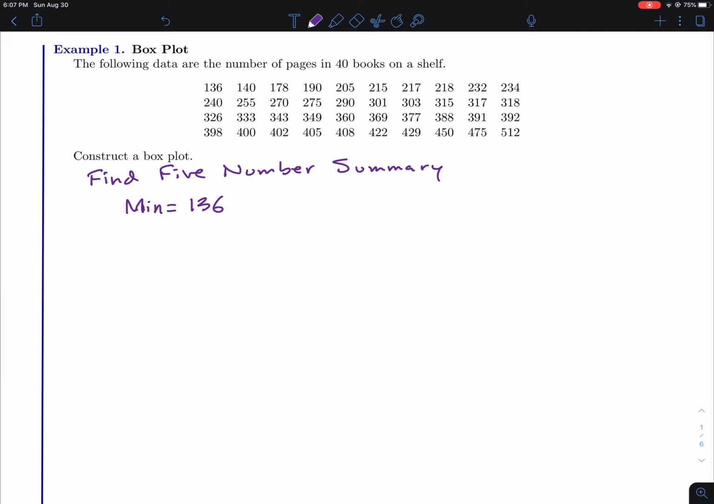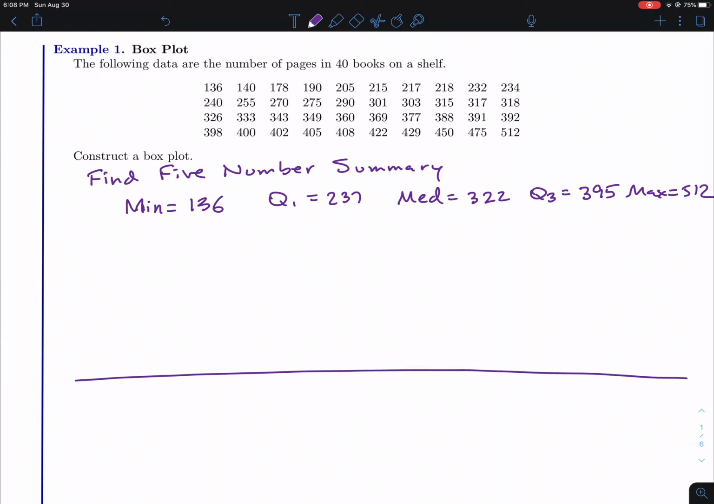And so I saw that the min was 136, Q1 was 237, the median was 322, Q3 was 395, and the max was 512. So in this case, what I want to do first is make an axis that's going to capture the min and the max. So think of this like an x-axis. I'm going to draw a little line down along the bottom first.